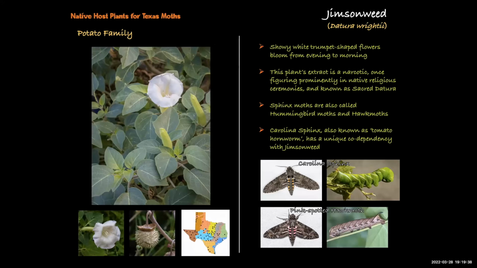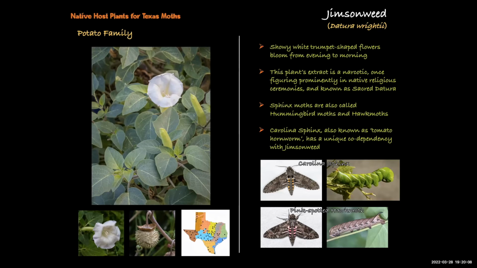Another plant that's a favorite of ours is Jimson weed, which is also called datura or sacred datura. We love their showy white trumpet flowers, which bloom at night. So they open in the evening and they stay open until it starts getting warm in the morning. So this is a perfect plant for moths. However, this plant's extract is a narcotic and it was once used in native religious ceremonies. So you have to be a little careful with it.